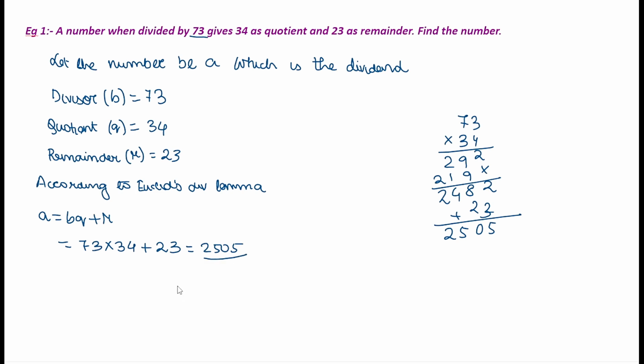How can you cross verify whether what you have solved is correct or not? The dividend is 2505 and the divisor is 73. You can actually perform the division and you will find that the quotient is 34 and 23 is the remainder. So let's look into the next sum.